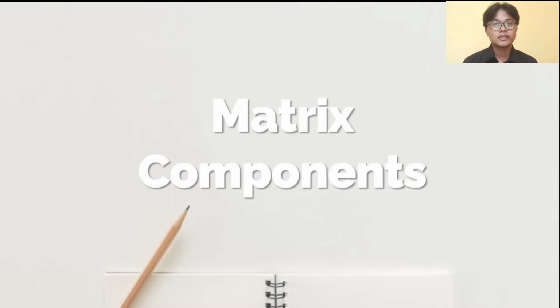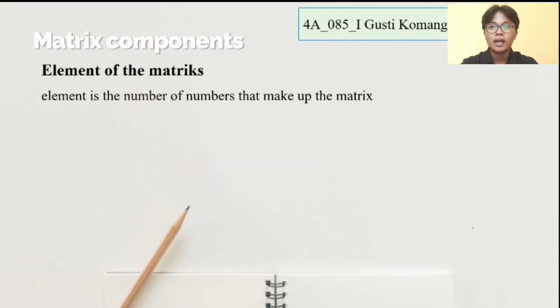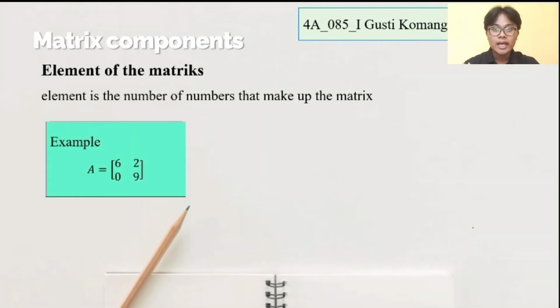Next, we will learn about the components of the matrix. The first is the element of the matrix. Elements are the numbers that make up the matrix. For example, on matrix A, the elements are 6, 2, 0, and 9.